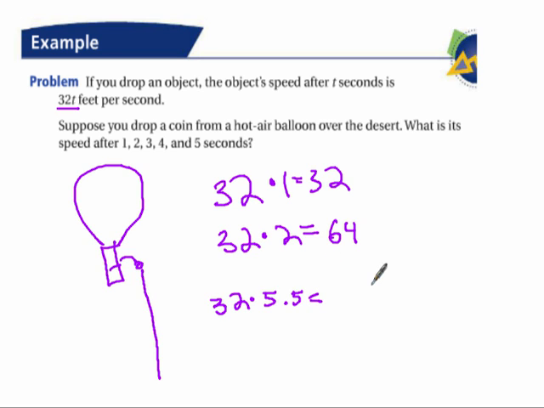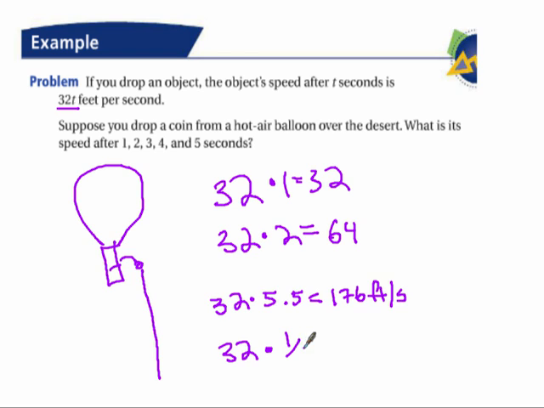The answer for this would be 176 feet per second. What if I did 32 and I want to know the speed after 1/8 of a second? Go ahead and finish this up and then rejoin me when you're ready.